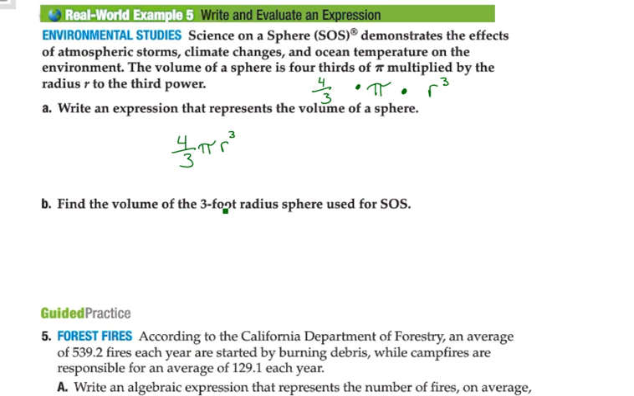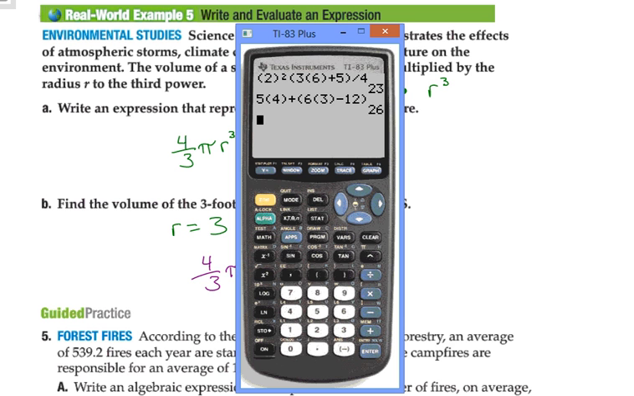So they tell me that r equals 3, which means that I'm going to go back up into this problem. 4/3, again, understand pi is a number. Now I'm just going to put a 3 in for that radius, and I'm going to take it to the power of 3. Going back to my calculator, showing you a couple more things with this.